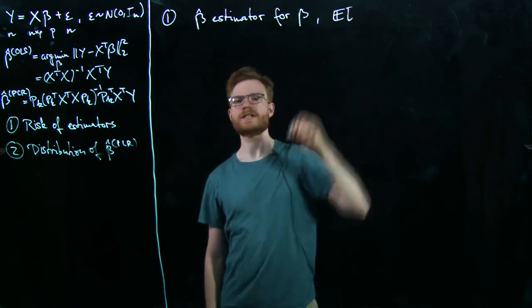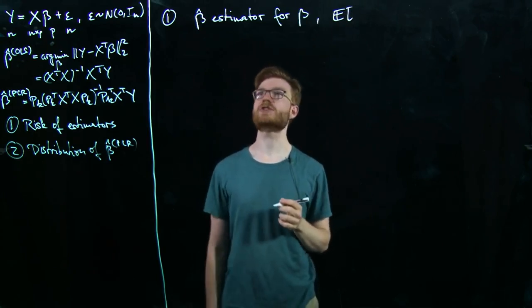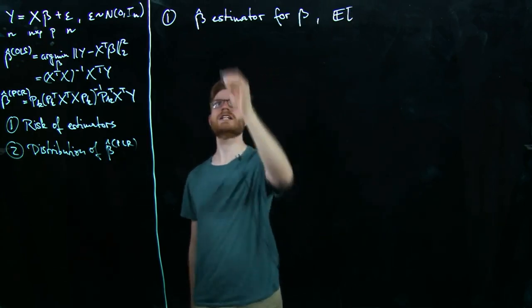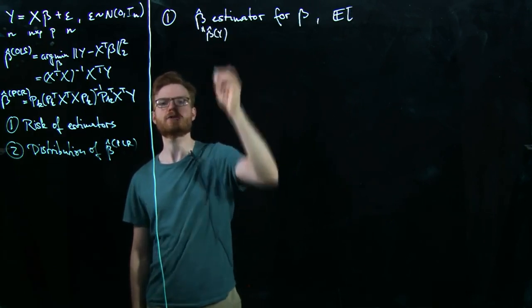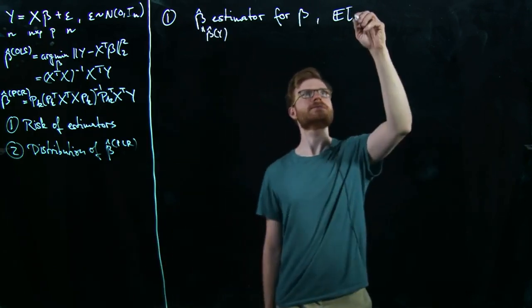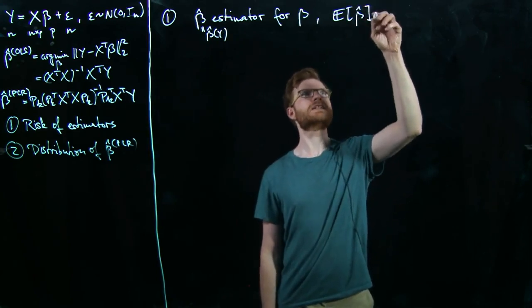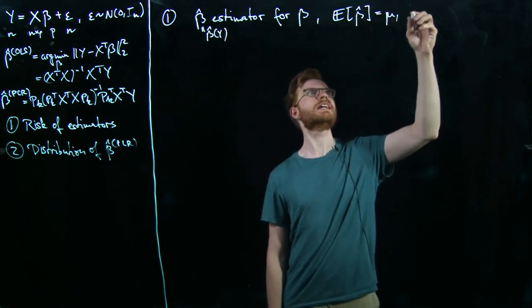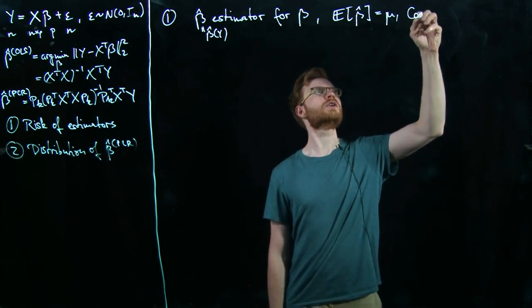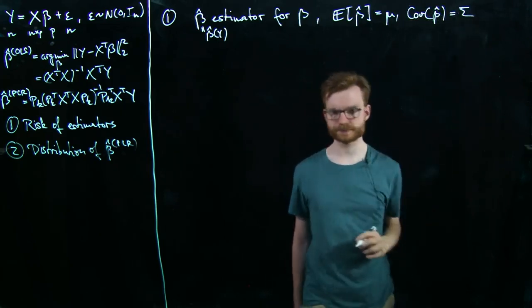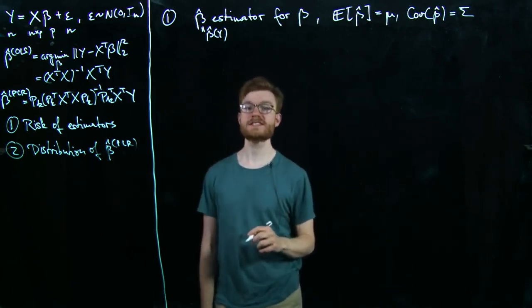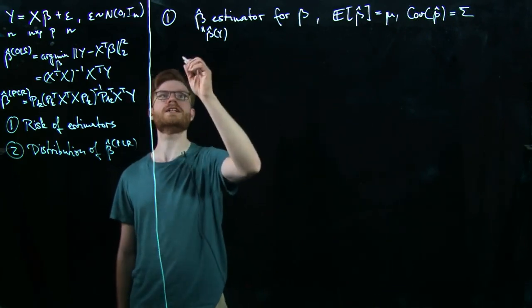Then this estimator is a random variable in its own right. It will depend on your data. So in this case, beta hat is actually something like beta hat of y. So we'll have an expectation, let's call it mu, and it will have a covariance matrix. Let's call it sigma. And I want to express the quadratic risk in terms of these two quantities.